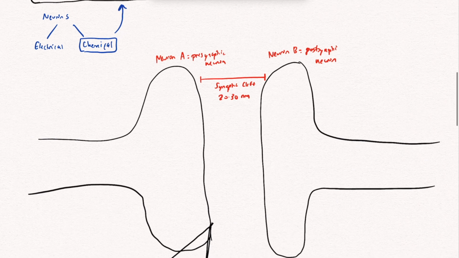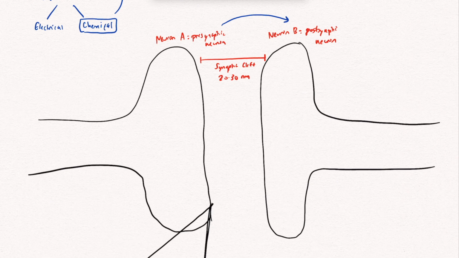Chemical communication, as you can guess, involves the use of chemicals that are released from the presynaptic neuron and travel to the postsynaptic neuron across the synaptic cleft. And so the way this works is you'll have some electricity that travels to this neuron A. This electricity is part of the electrical communication. This electricity causes a wave of positive ions to come into the cell, into this end of the cell right here.